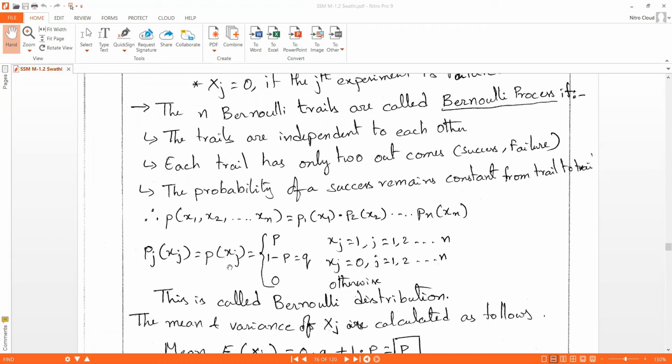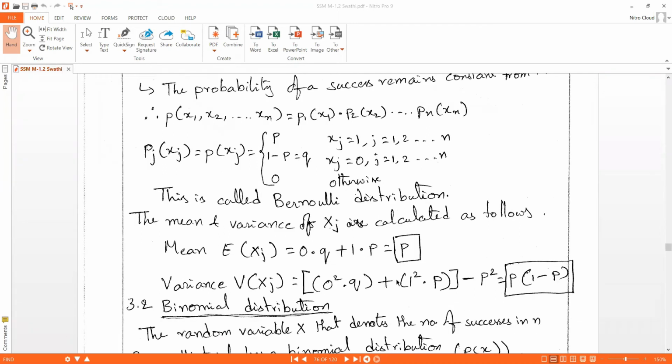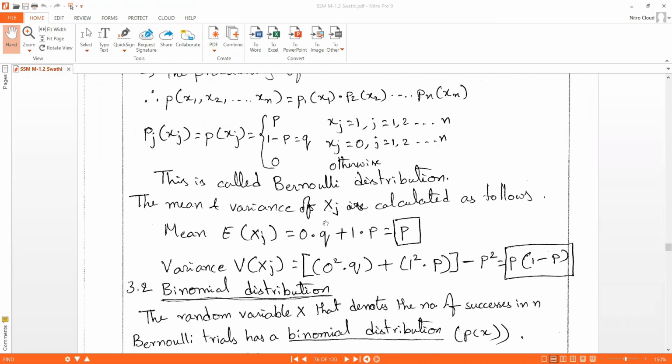p(xj) can be written as pj(xj) or p(xj). If the xj value is 1, that is success, then p(xj) is equal to p. If the xj value is 0, that is failure, then p(xj) is equal to 1 minus p, which we also call q. q is nothing but 1 minus p. Otherwise it is 0. This is called the Bernoulli distribution.